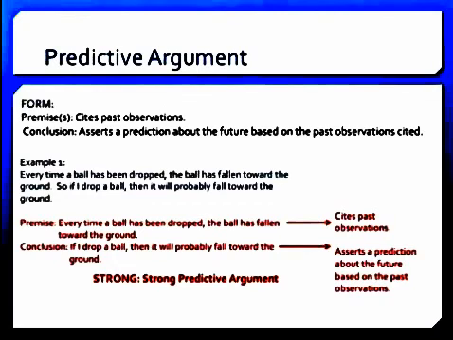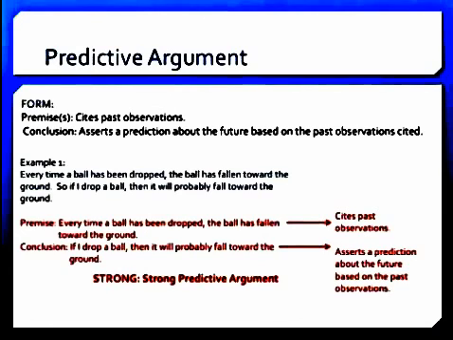Notice that the premise cites past observations. The premise states every time a ball has been dropped, the ball has fallen toward the ground. Then notice how the conclusion asserts a prediction about the future based on the past observations. If I drop a ball, then it will probably fall towards the ground. This is referred to as a predictive argument specifically because the conclusion of this argument makes a prediction. This is the key defining feature of a predictive argument.